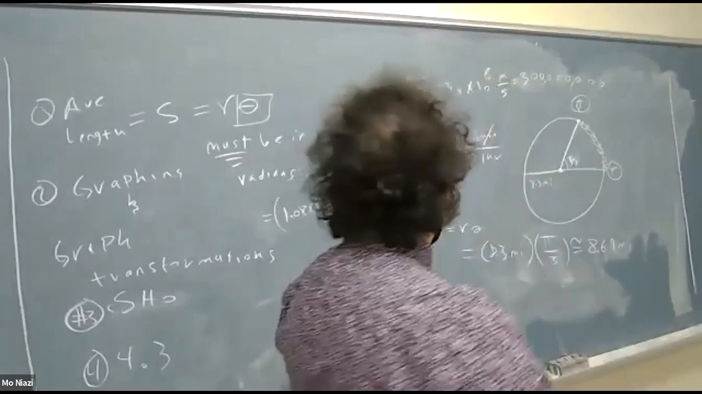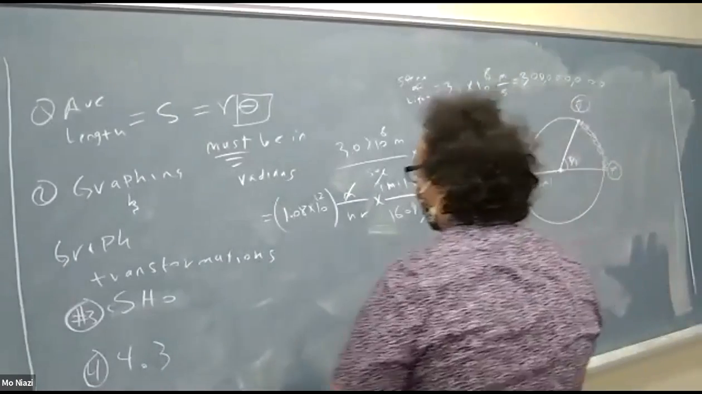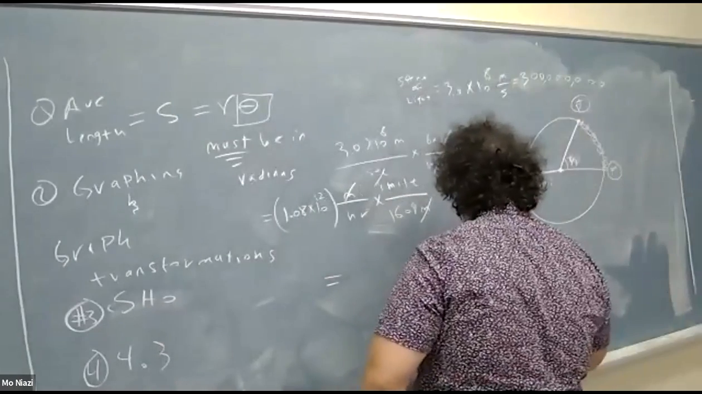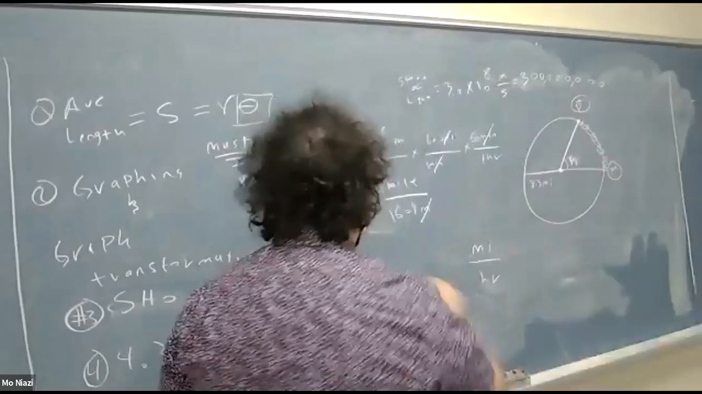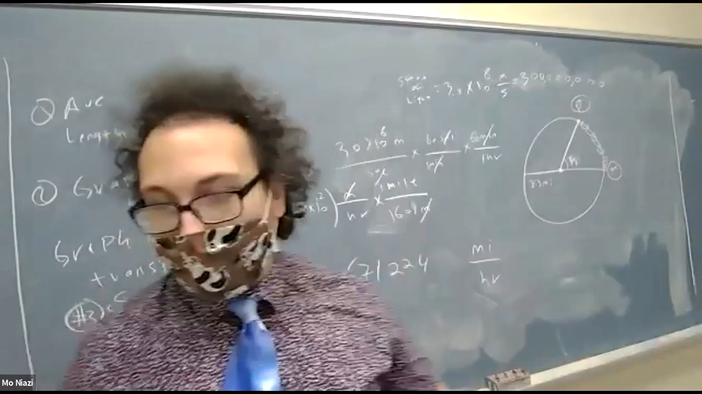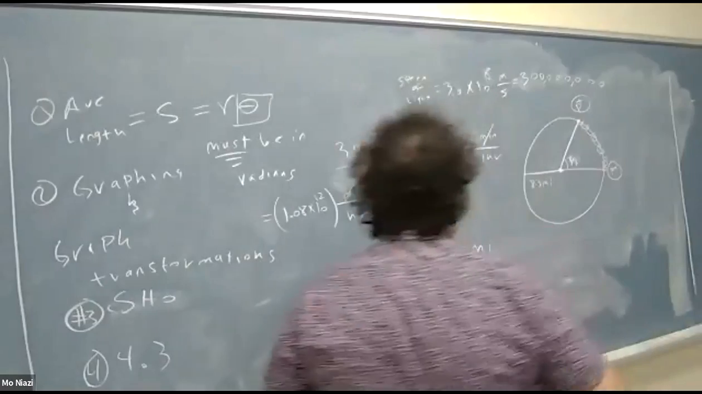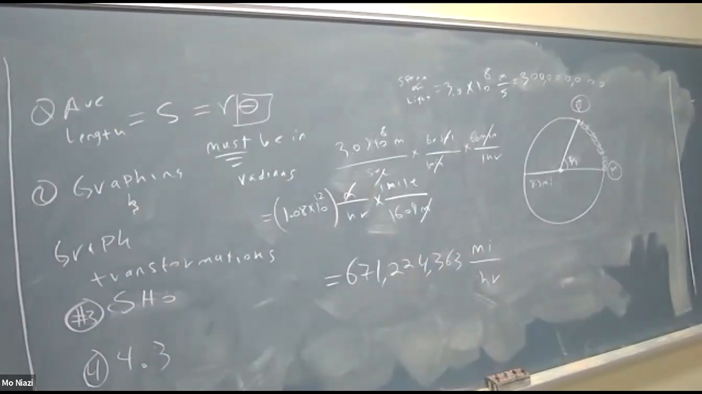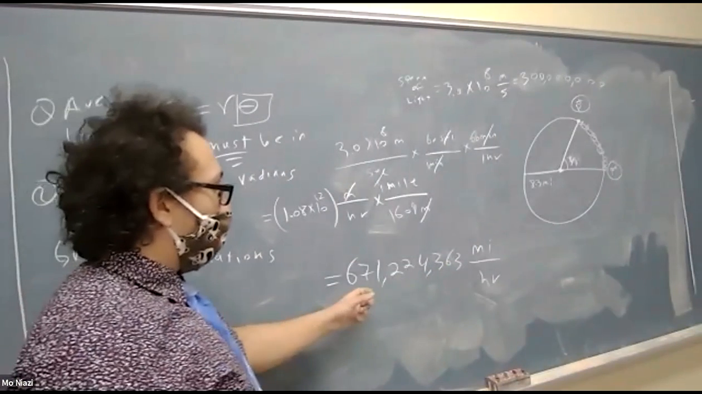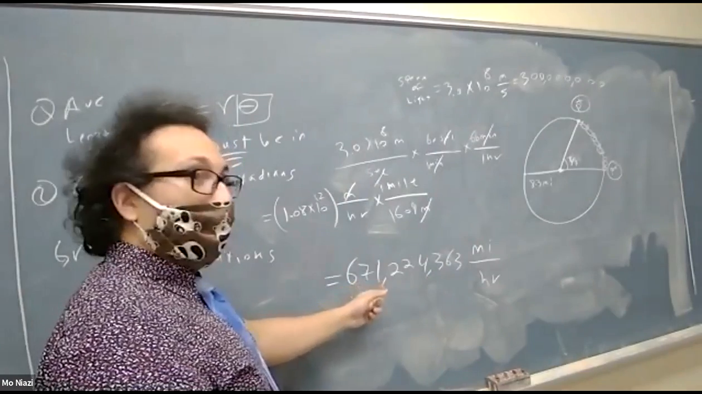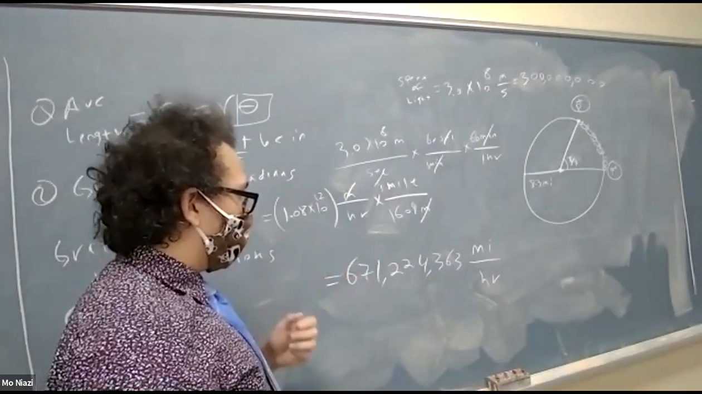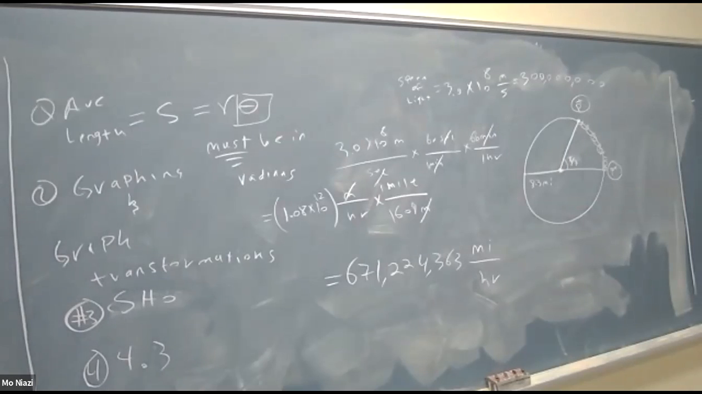Oh my goodness. The result, guys, is astonishing. This ends up working out to this many miles per hour. This is how fast light moves. 671,224,363. That is how fast light moves in miles per hour. 671,224,363 miles per hour. Imagine the speeding ticket a particle of light would get. Probably an infinite amount of dollars. Fine, right?